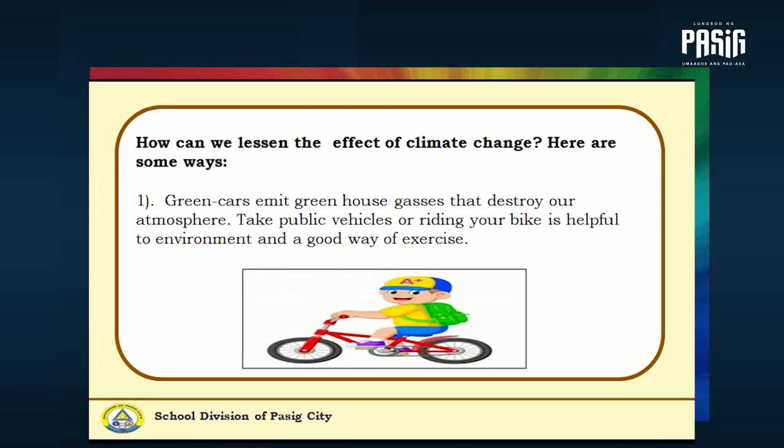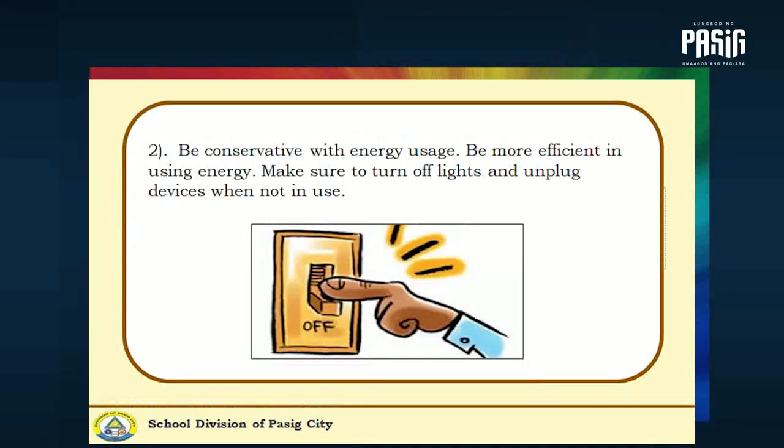How can we lessen the effect of climate change? Here are some ways. Gas-powered cars emit greenhouse gases that destroy our atmosphere. Taking public vehicles or riding your bike is helpful to the environment and a good way of exercise. Another is to be conservative with energy usage. Be more efficient in using energy. Make sure to turn off lights and unplug devices when not in use.